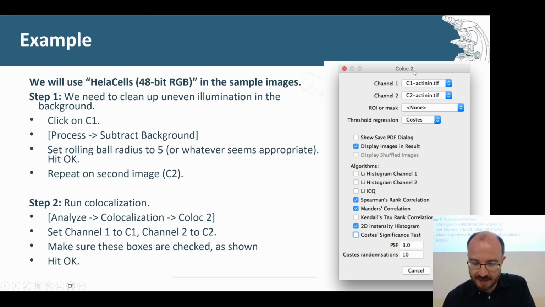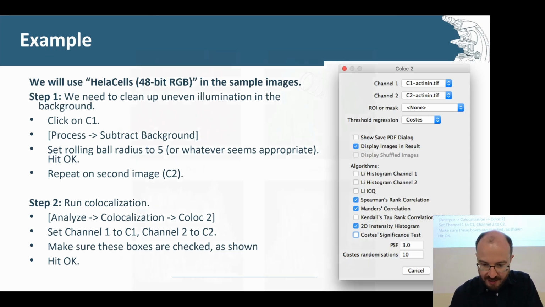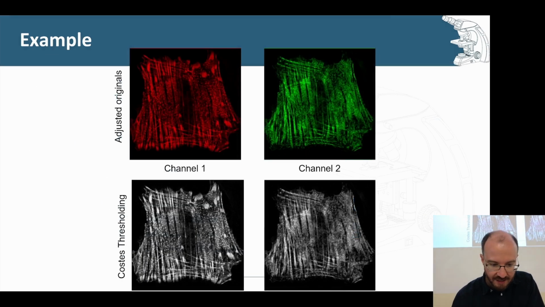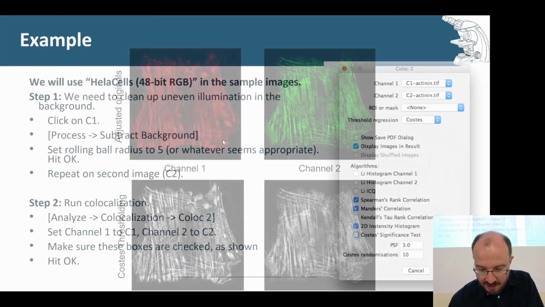When you open it up, it asks you which image is channel 1 and which image is channel 2. These are the two images you're obviously trying to calculate the colocalization on. Then there are lots of parameters that you can choose. We'll discuss most of them as we go on, so you don't need to worry too much about not understanding it right now. And then you just click OK, and in this case it uses this Costes.